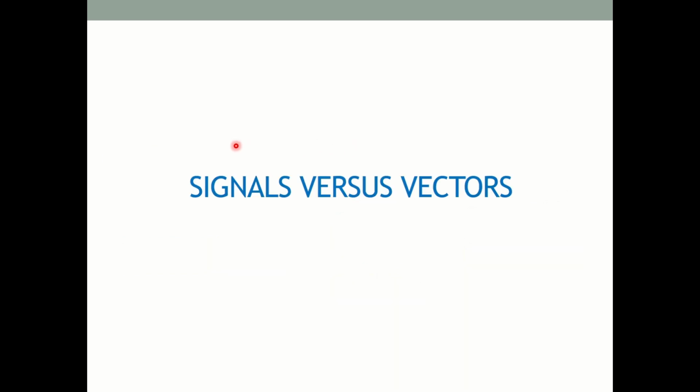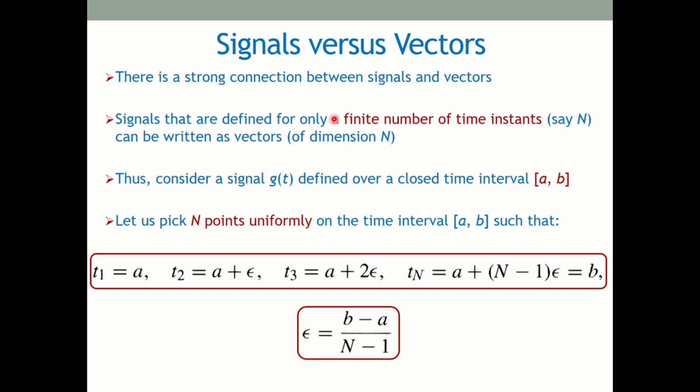So first we'll see what is the relation between signals and vectors. Once we have established that relation, we can then apply the operations that we apply to vectors to signals as well, and this makes the calculation quite simple. So we'll see that there's a strong connection between signals and vectors.